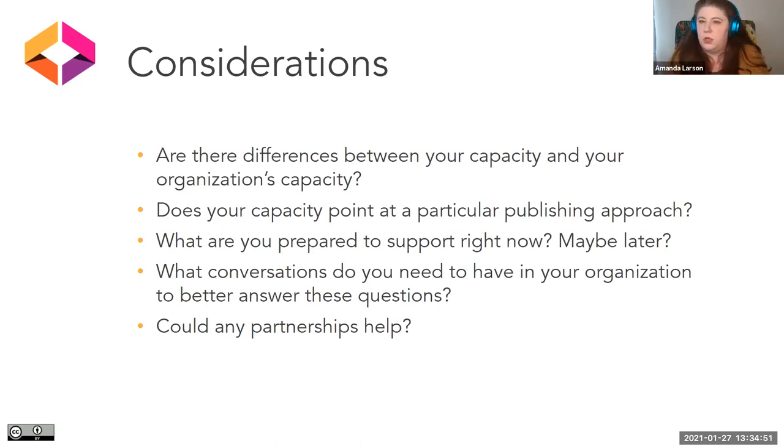What are you capable of? What is your institution capable of? And how do you set expectations that support both of those things? Does your capacity point at a particular publishing approach?